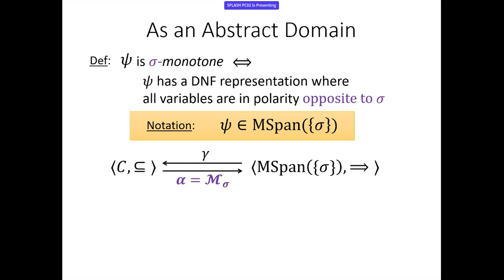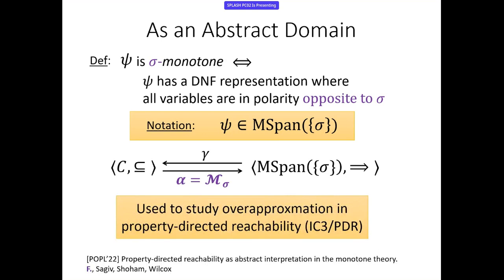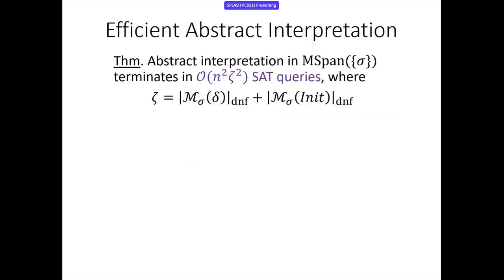And we were interested in this abstract domain because we've previously used it to study overapproximation in property-directed reachability. So we can show that property-directed reachability overapproximates at least as much as abstract interpretation in this abstract domain. So what we did in this work is find a way to efficiently implement the abstract fixed point computation in this abstract domain. It runs in a number of subqueries bounded by the number of variables squared times zeta squared, where zeta is an obscure Greek letter that's here defined in terms of the DNF size of the monotonization of the transition relation formula.